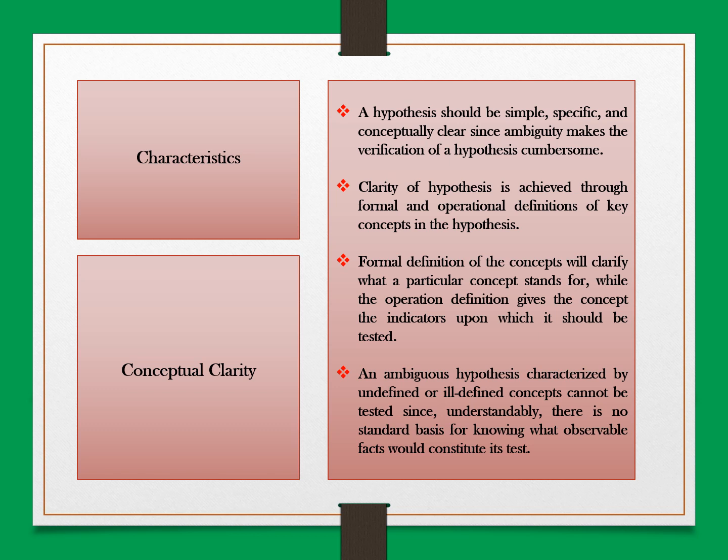An ambiguous hypothesis, which is characterized by undefined or ill-defined concepts, cannot be tested, since, understandably, there is no standard basis for knowing what observable facts would constitute evidence during the test. In other words, we must define certain terms used in the hypothesis the way the study wants them understood.